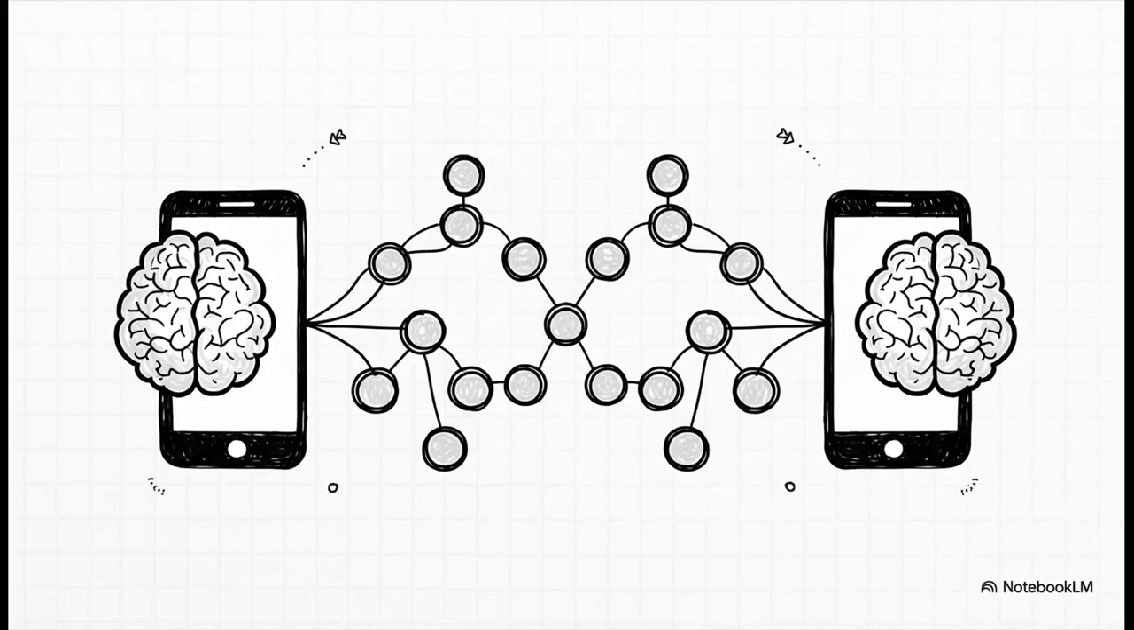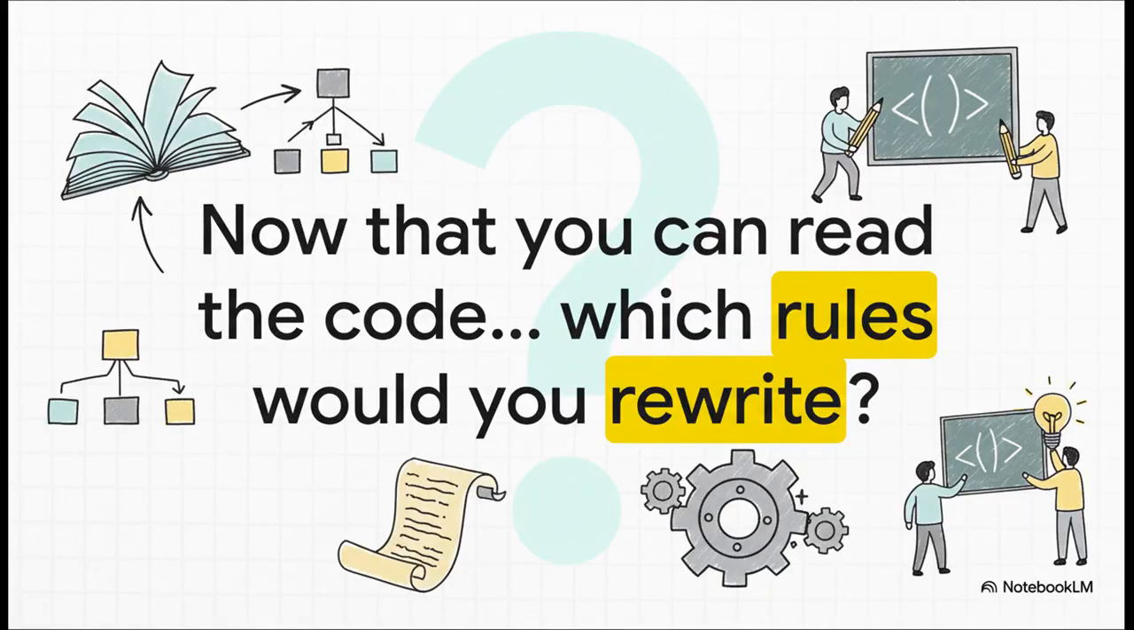When you really boil it all down, it comes to this. From our own biology to the massive digital network that connects all of us, the world just runs on rules. And these rules aren't some kind of magic. They were written by people. So I guess the final question I have for you is this. Now that you can basically read the code behind all the decisions happening around you, which rules would you want to rewrite?